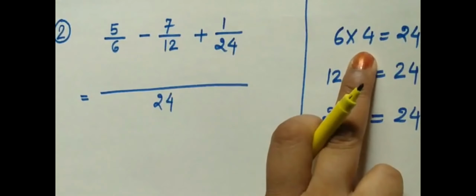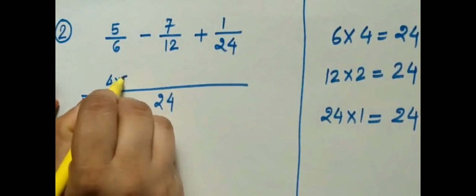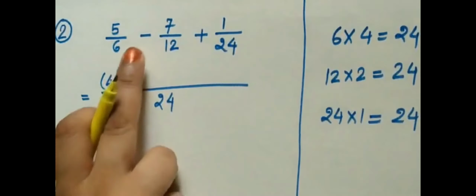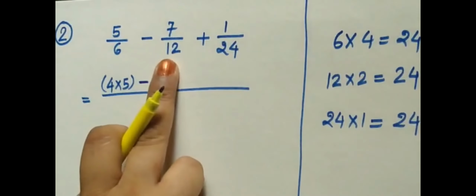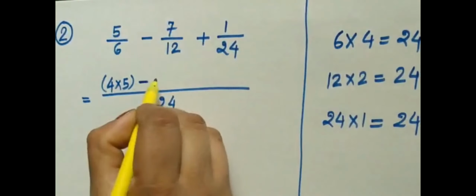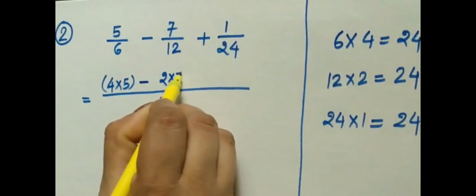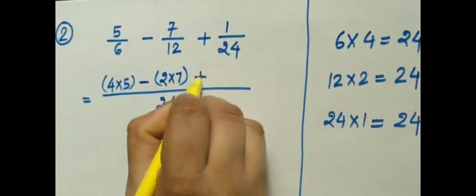For the numerator we need to multiply this 4 with the numerator 5. I will write here 4 cross 5 in a bracket. We need to copy this minus sign as it is. 12 cross 2 gives us the number 24. So we need to multiply this 2 with this 7. So 2 cross 7 in a bracket here, plus we need to copy this plus sign as it is.